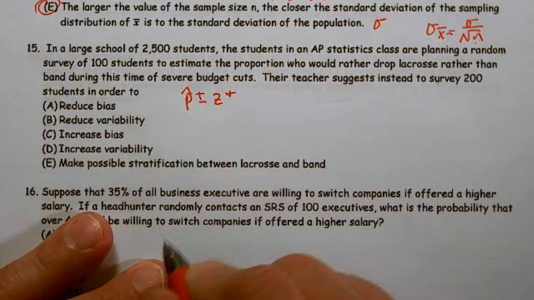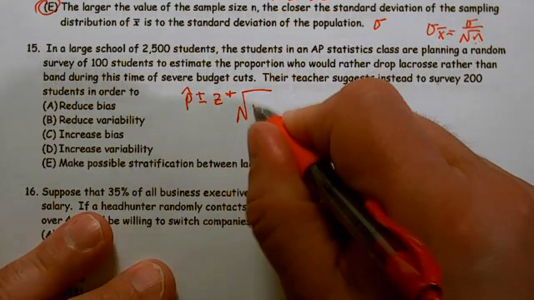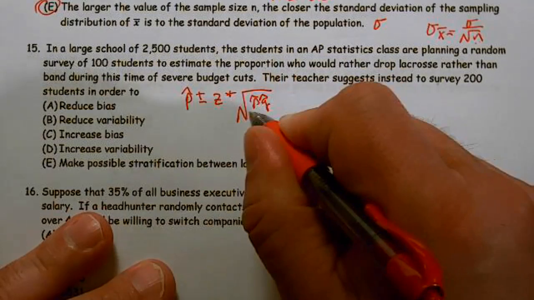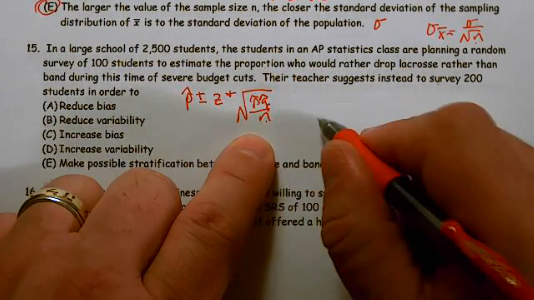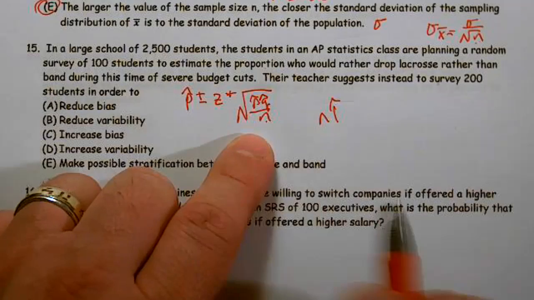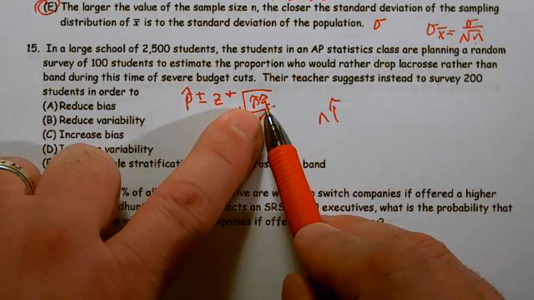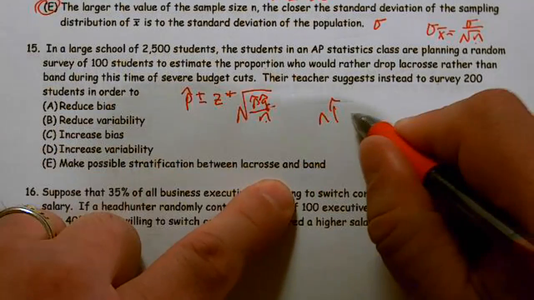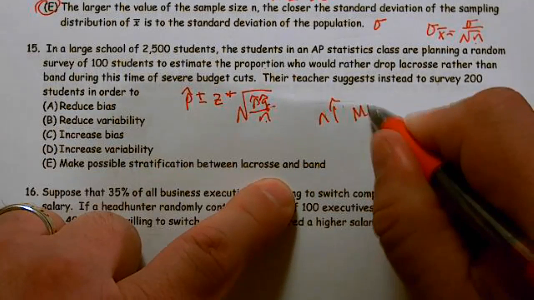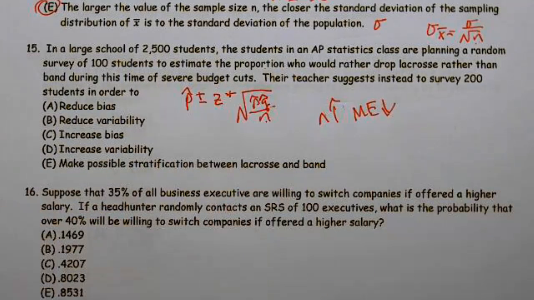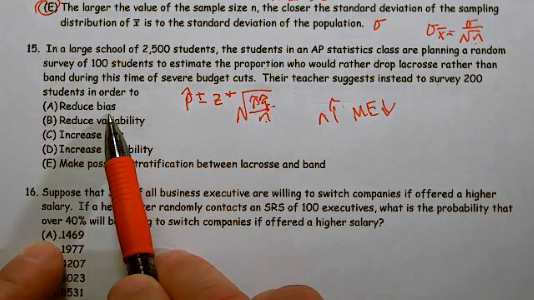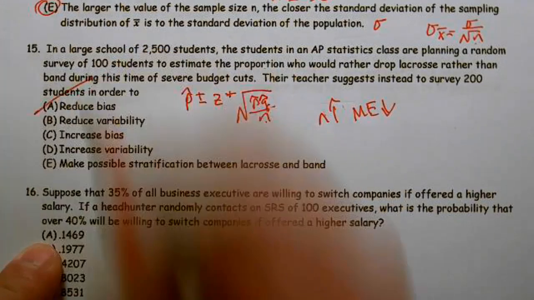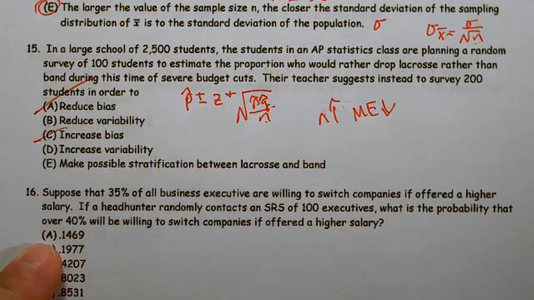So p hat plus or minus z star times the square root of p hat q hat over n. If I increase n, as n goes up, this gets smaller because I'm dividing. So as n goes up, my margin of error goes down. Margin of error goes down. All right, keep that in mind. Sample size has nothing to do with bias. Bias is bad design. So anything with bias is gone.